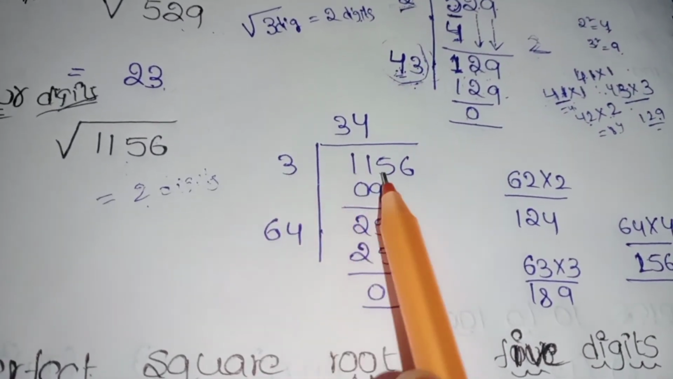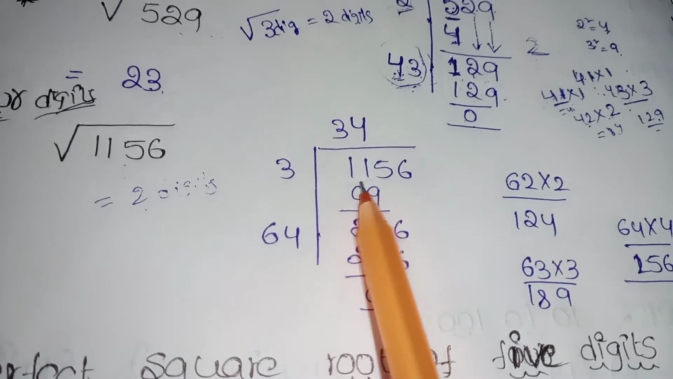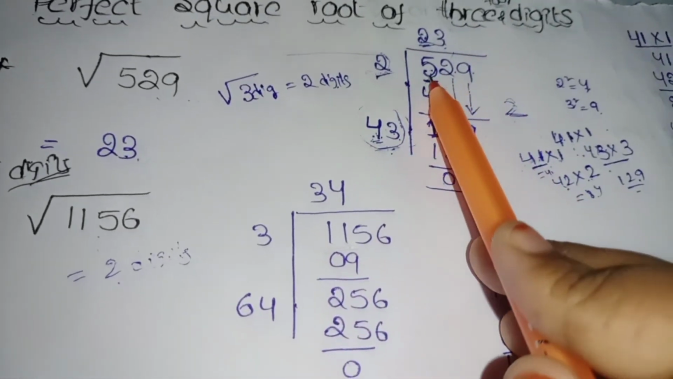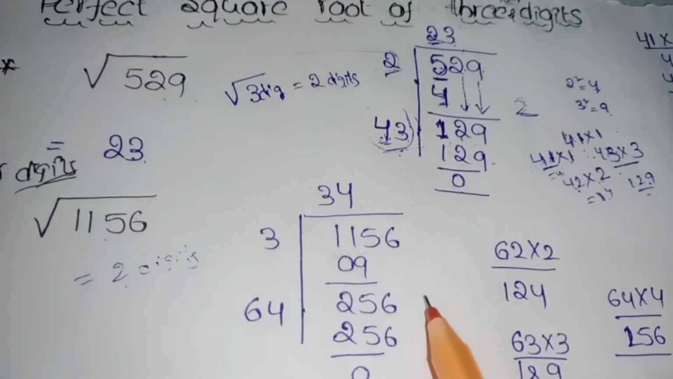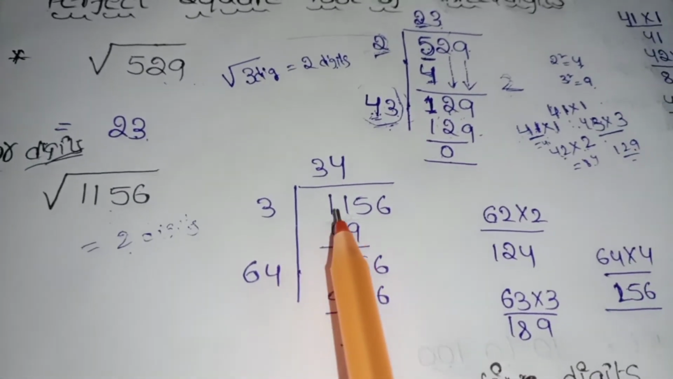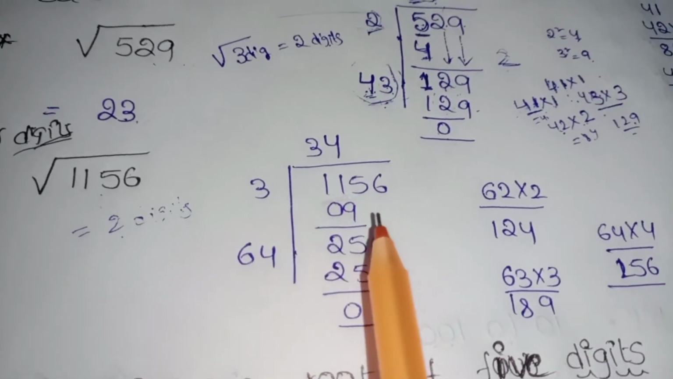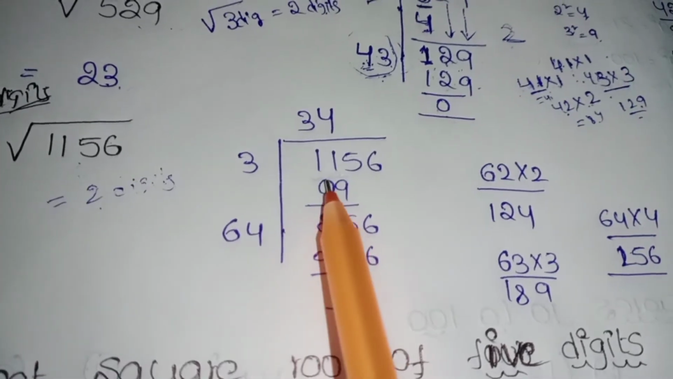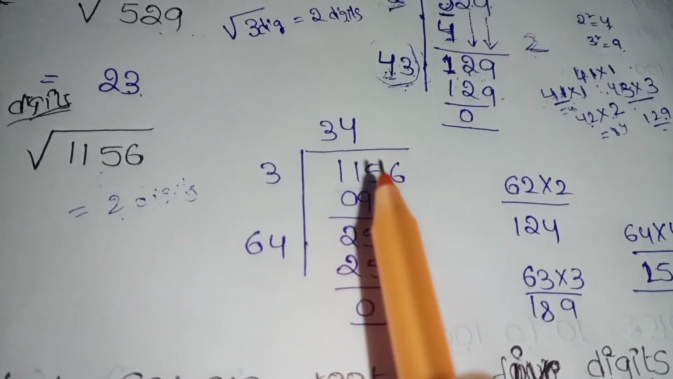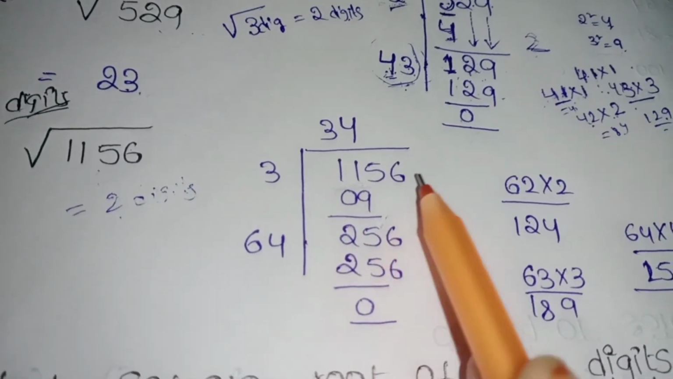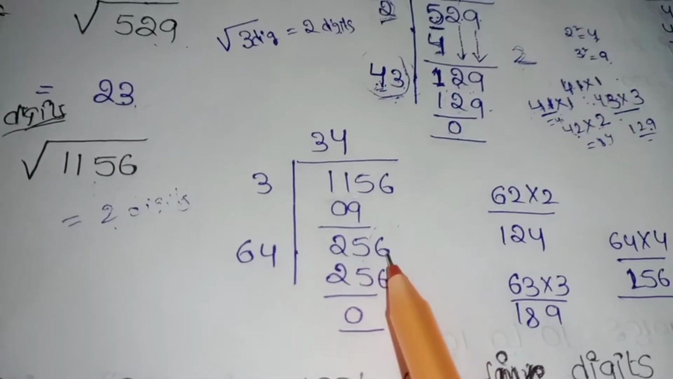First you have to take 11. In 3 digits you have to take only the first digit; in 4 digits you have to take 2 digits. Right? 11 is near to which square number? 3 square, which equals 9. So I am putting 09 here and subtracting, getting 2, and bringing down these two numbers.